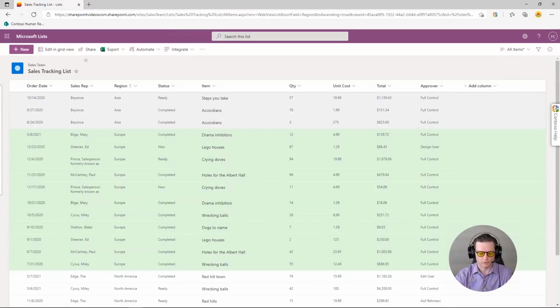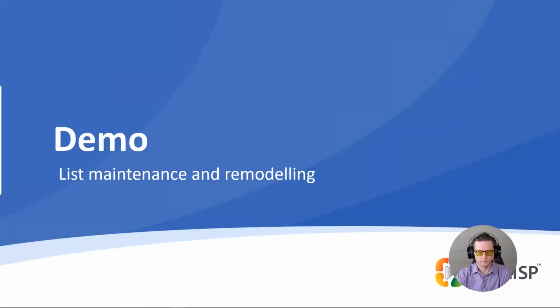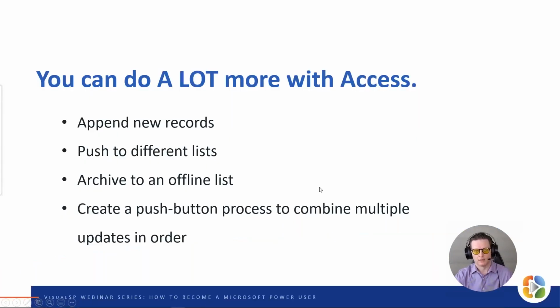Let's go back to our slide deck for just a moment. And let's just point out that you can do a lot more with Access. We looked at something that just scratches the surface, really. But in addition to this idea of deleting and updating, you can also append new records. So say, for instance, you want to query them from one list, and then you want to push them into another, right? You can do that with Access. Connect to the two lists, use a query to find the right records, and then append them to another list.